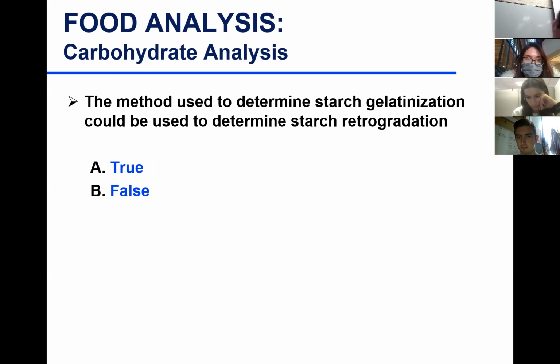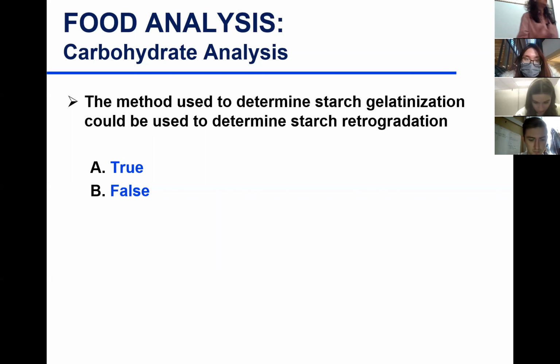So now back to this. Is it true? Is it false? I'm going to tell you it's true, so you can mark it true. And later on, not today, we won't get to it today, the same method used to measure starch gelatinization is used to measure starch retrogradation. Why is it important? It is important for product development and understanding the impact of processing and storage on changes in starch. So it's important to measure starch gelatinization and starch retrogradation.